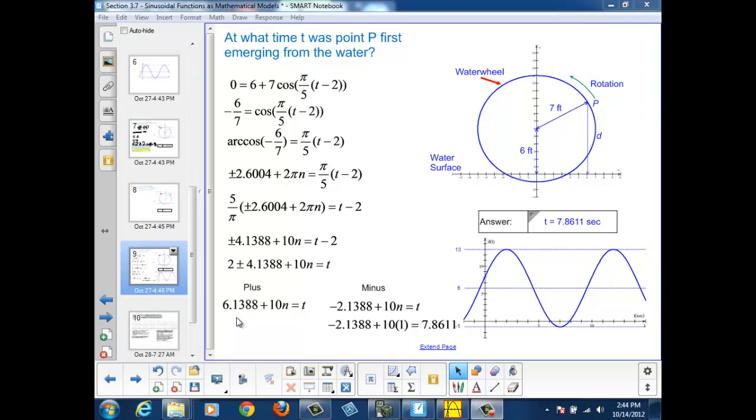Our first value on the plus side is 6.1388, which refers to this point right here. Our first value on the minus side is negative 2.1388, which is over here. Neither one of those is the point we need, but we recognize that going from the negative 2.1388 one period further, we arrive here at the value we're interested in. So negative 2.1388 plus 10 is the 7.8611 we arrived at with our calculator.